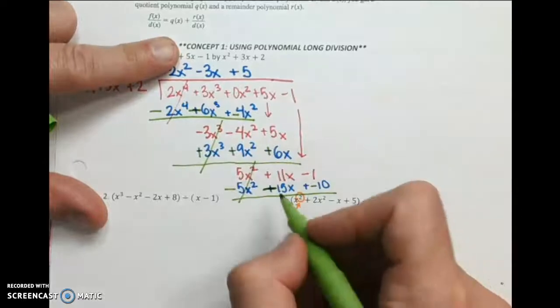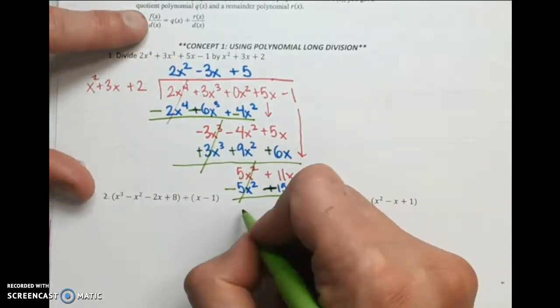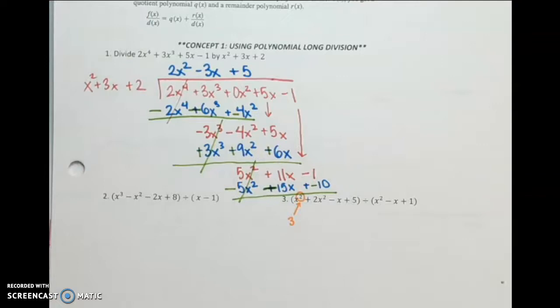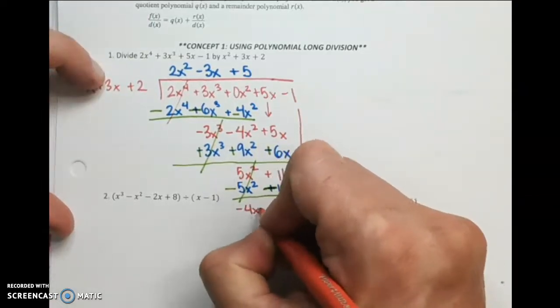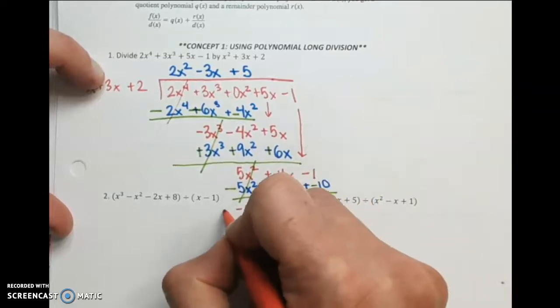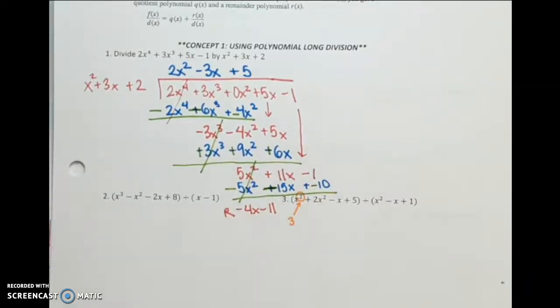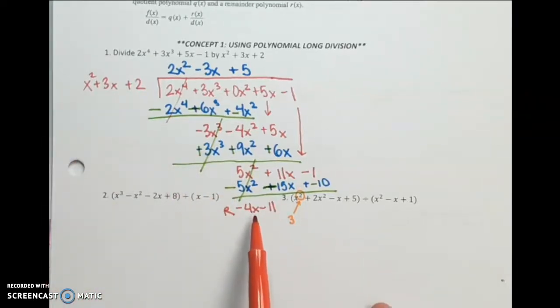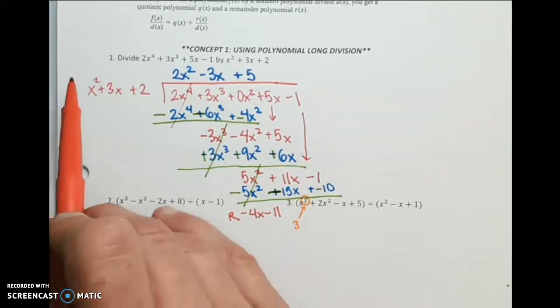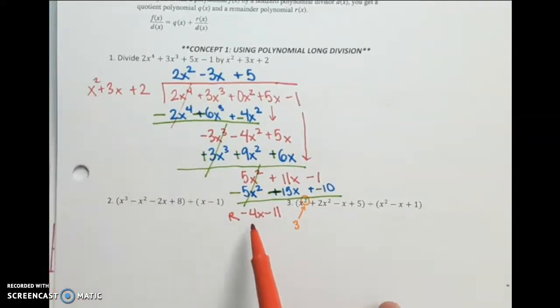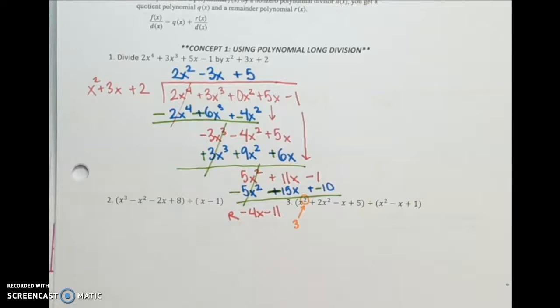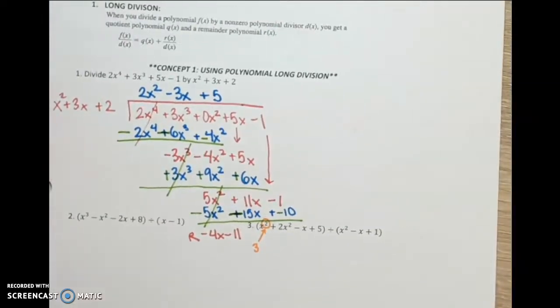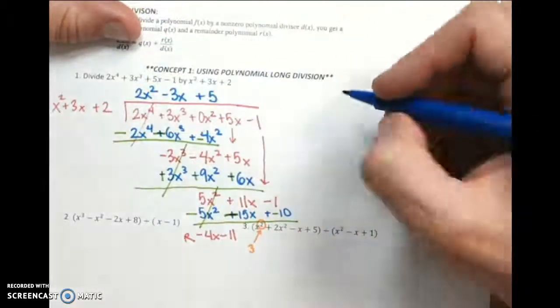That cancels out. I'm left with negative 4x minus 11, and that right there is really the remainder. Look up here, I have x squared, and I can't match negative 4x with x squared. Nothing is going to multiply to give me that. So that's what we call the remainder. Just like normal long division, we could have a remainder. And here's my answer.